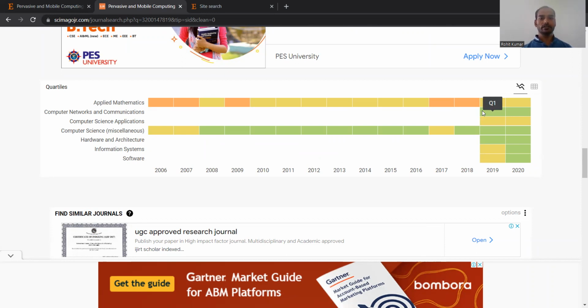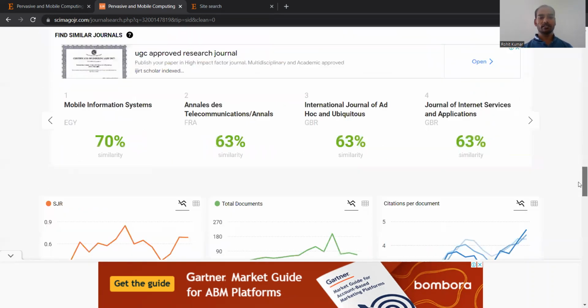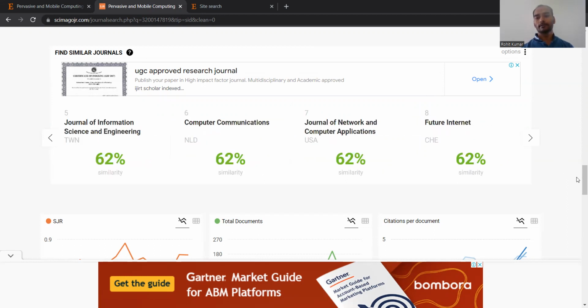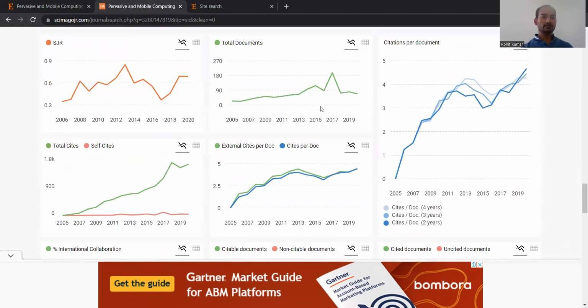It's not like that. Okay, so go analyze and judge yourself which is better for you. Coming down, if you don't get published in Pervasive and Mobile Computing, there are some other journals which are closely related to it, like Mobile Information Systems, Telecommunication Annals, International Journal of Ad Hoc and Ubiquitous Computing, and Journal of Internet Services and Applications, and there are some more. Okay. Coming down, here is the SJR graph.